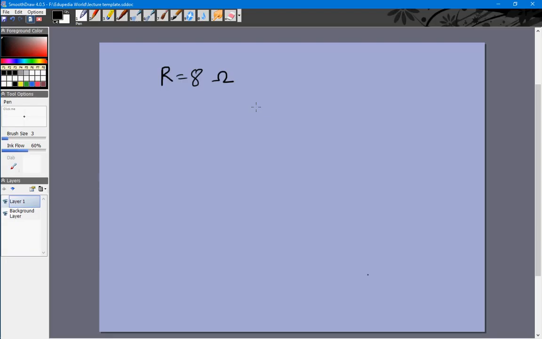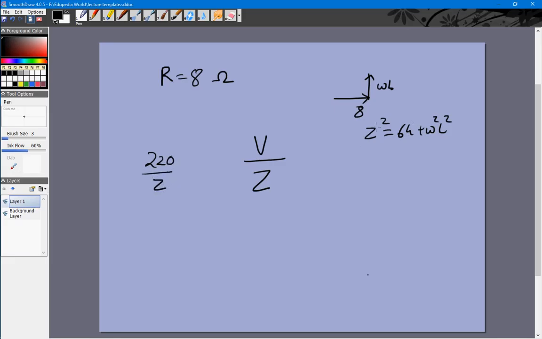So in this case, what will be the net current? That will be V divided by Z, where Z is the impedance. Now 8 ohm is the resistance in this direction. In the vertical direction, we'll have omega L. And the net impedance Z squared will be 64 plus omega squared L squared. Right. And the net current, the RMS current rather, because 220 volt is the RMS voltage, so 220 by Z will be the net current, right?